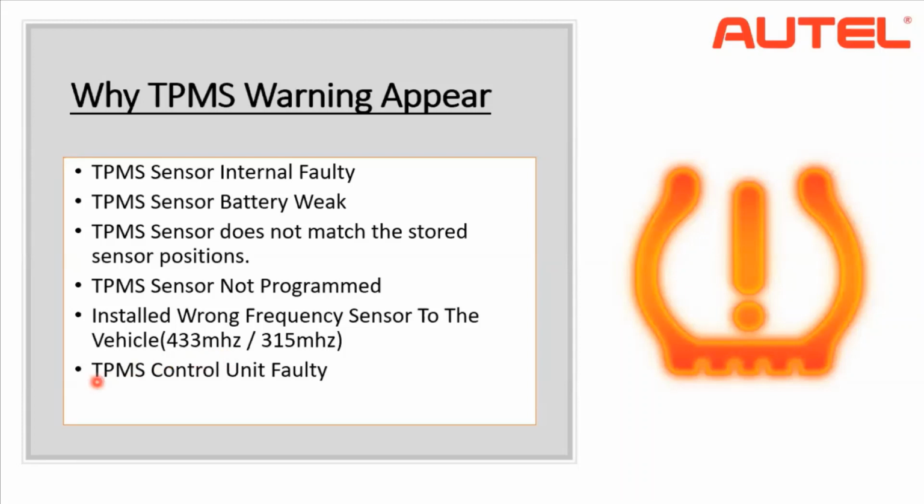Then the other one is that the TPMS control unit is faulty. There is a control unit which controls the tire pressure monitoring system, and if it gets faulty, yes, definitely the TPMS warning lamp would come up.